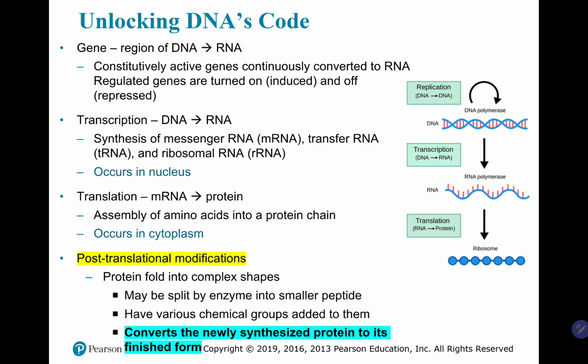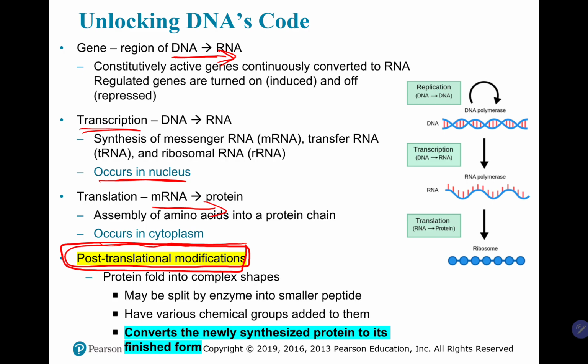And so remember, right? Central dogma again, DNA to protein translation. Okay? I'm sorry, DNA to RNA transcription, RNA to protein translation. Okay? Transcription is going to occur in the nucleus, whereas translation occurs in the cytoplasm. I want you to remember post-translational modifications. Post-translational modifications basically convert that newly synthesized protein to its final form. Okay? We're converting that newly synthesized protein to its final form.